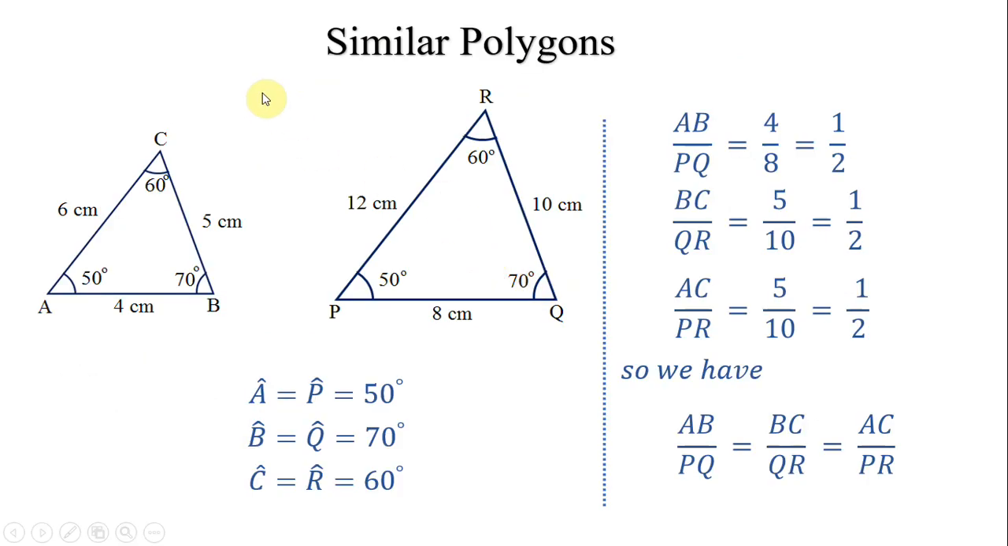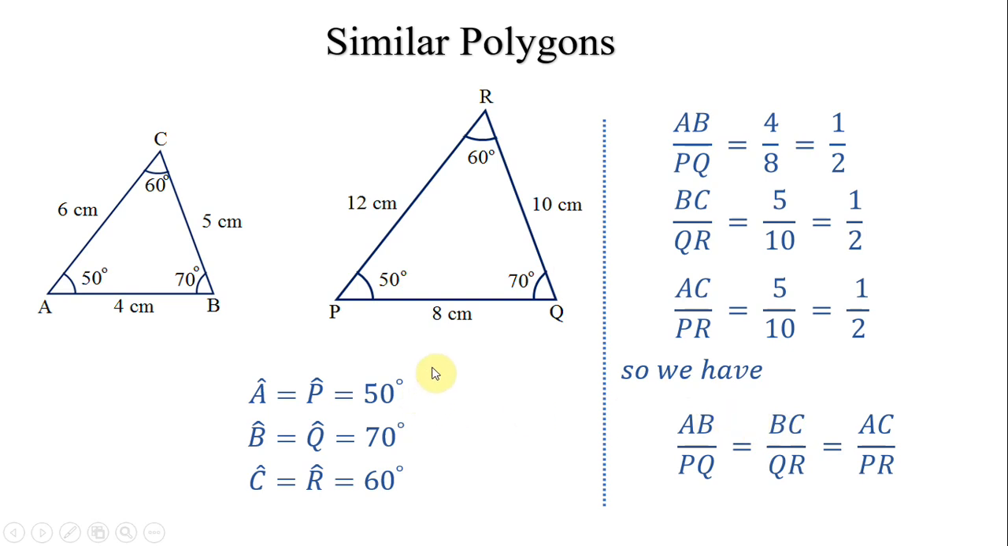Similar figures. In similar figures, shape is same but size may be different. Size could be equal or different. And in similar polygons, all the corresponding angles are equal and the ratio of all the corresponding sides are equal. AB and PQ are corresponding to each other, so ratio of this side is 1/2. Similarly, all the ratios are equal to 1/2, so ratio of all the corresponding sides in similar figures are equal.